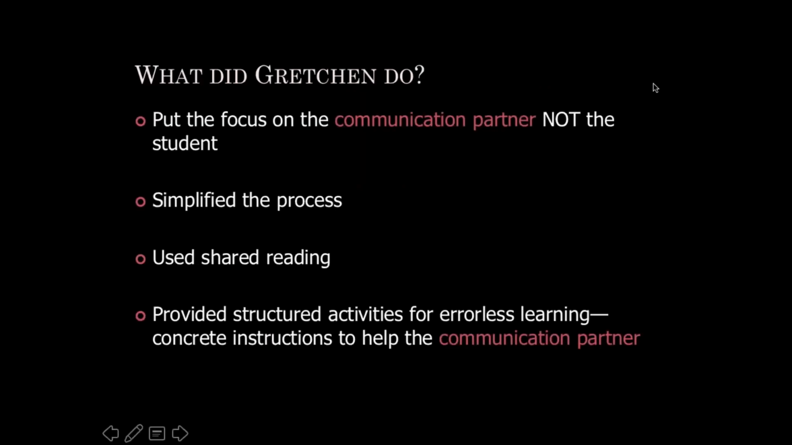All right. So what did Gretchen do? She really put the focus on the communication partner, not the student. And she simplified the process by providing those really easy books with the pathway. And she used shared reading, which is something that's already built into the academic curriculum. So that was the piece that ties in there. Teachers are going to buy into that because that's what their students are supposed to be doing anyways. So why not jump on board with that?